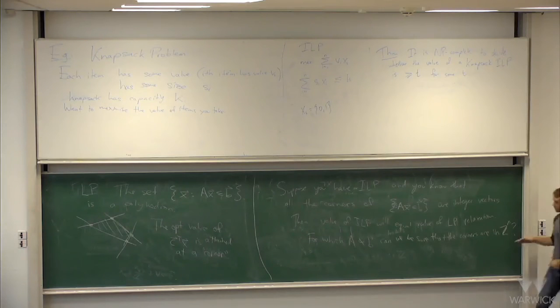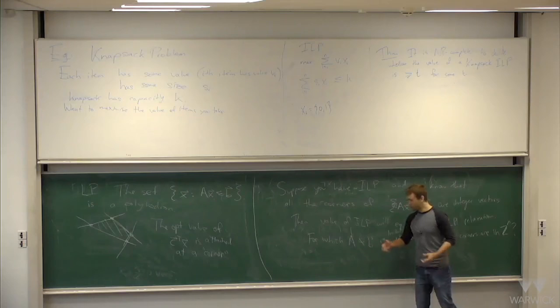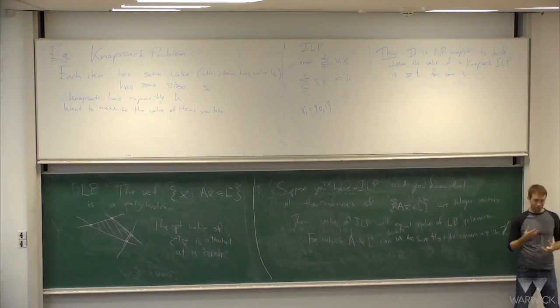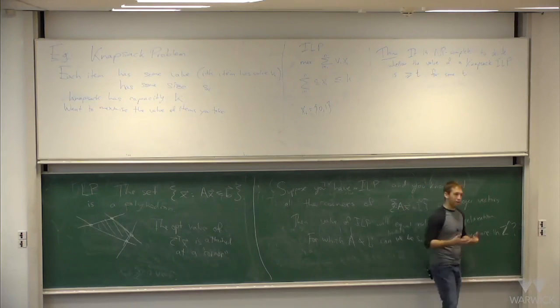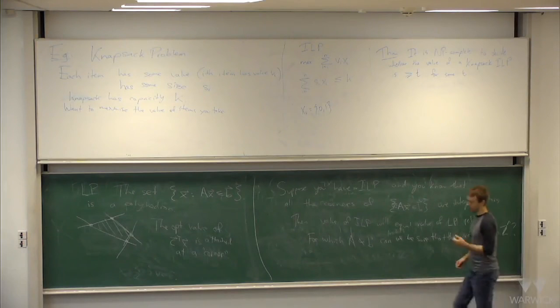Okay. And in particular, we're going to see that there are some natural problems, like for example matching problems, where the matrix you have there is such that you can prove that all the corners are going to be integers. Okay. So that's all for today.